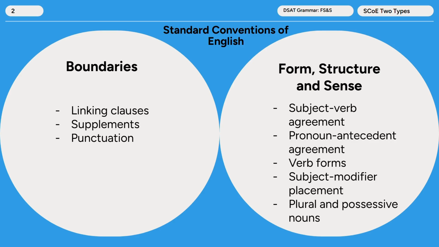We also focus on verb forms, so making sure that they are in the correct form, whether it be past, present, future, etc. Then we have the subject modifier placement, so this is just making sure that we have no dangling modifiers. The modifier is actually modifying what we want it to modify. And then we have plural and possessive nouns, which is pretty self-explanatory.